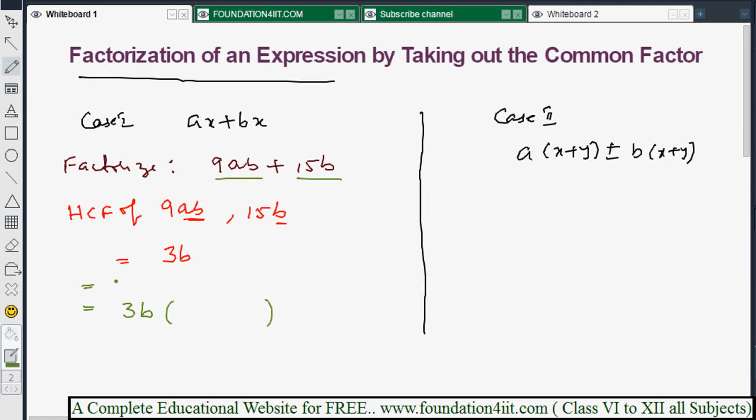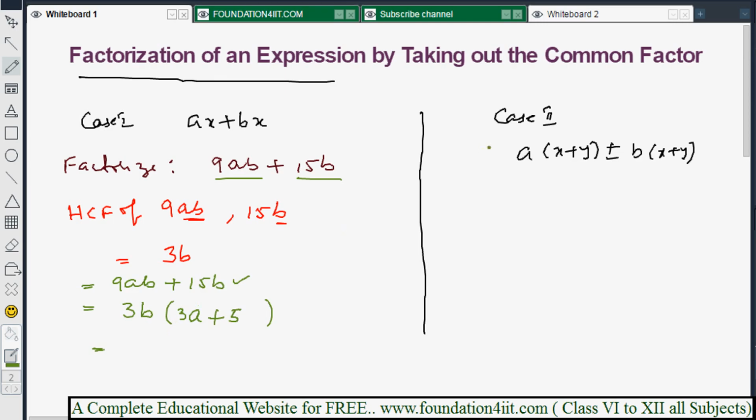In 9ab plus 15b, if you take 3b common, the remaining from the first term is 3a, because 3 times 3 is 9 and b is already common. Plus, in 15b, 3 is common, so the remaining is 5, because 3 times 5 is 15. So it is 3a plus 5. That's it: 3b into (3a plus 5). So 3b is a factor and 3a plus 5 is also a factor.